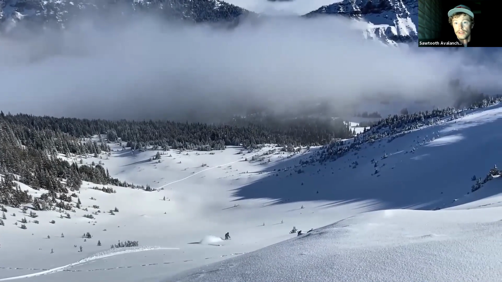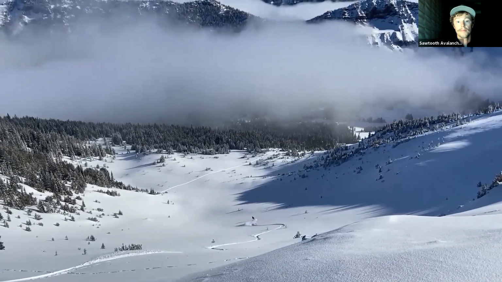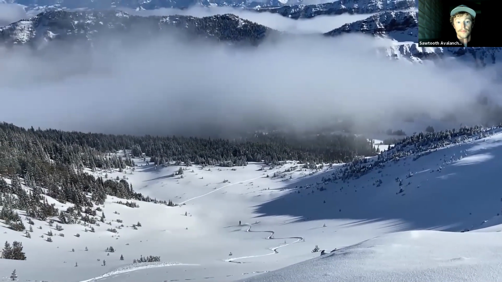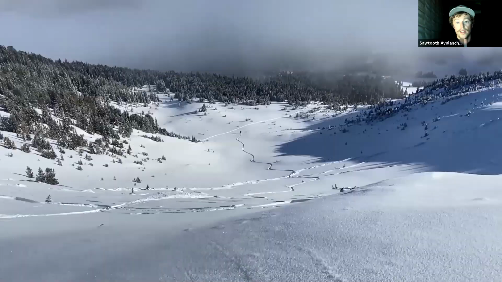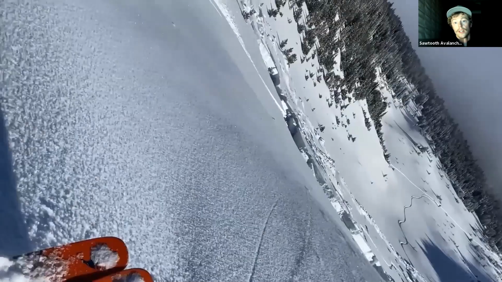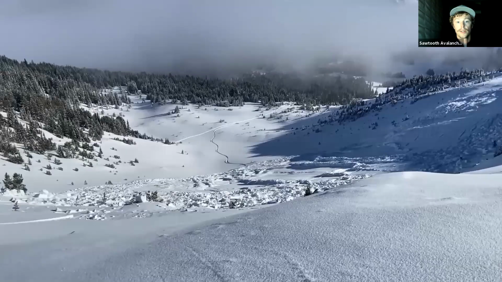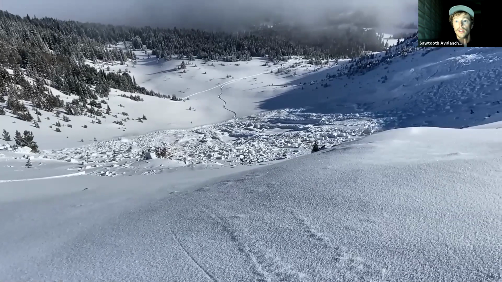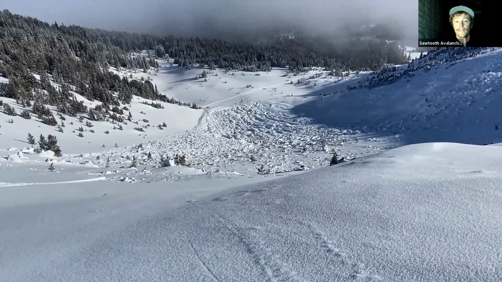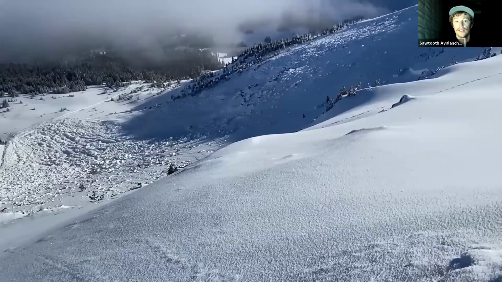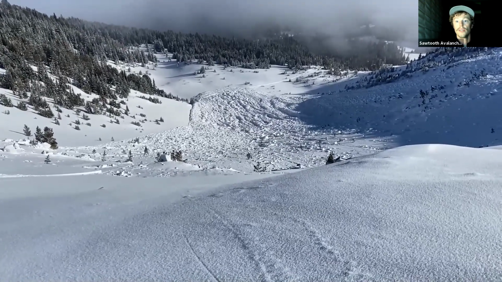As you can see, the skier enters the slope here. Looks like making some really nice ski turns. And then as he approaches the bottom of the slope, you can see that he releases a persistent slab avalanche that breaks quite widely all the way across the bowl and up onto the adjacent ridge. Just a fantastic video, one that we'll touch on more as we continue.